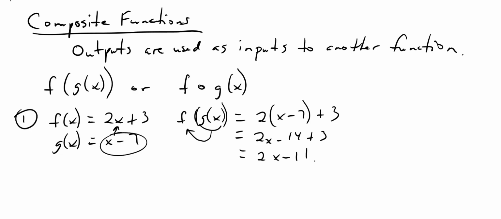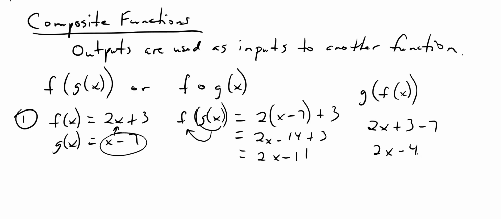All right, and we can do g of f of x, right? So that means you just take the f of x and you put it into g of x. So I'm going to take that 2x plus 3 and put it into the x here, and then it's minus 7, right? So that gives us 2x minus 4.